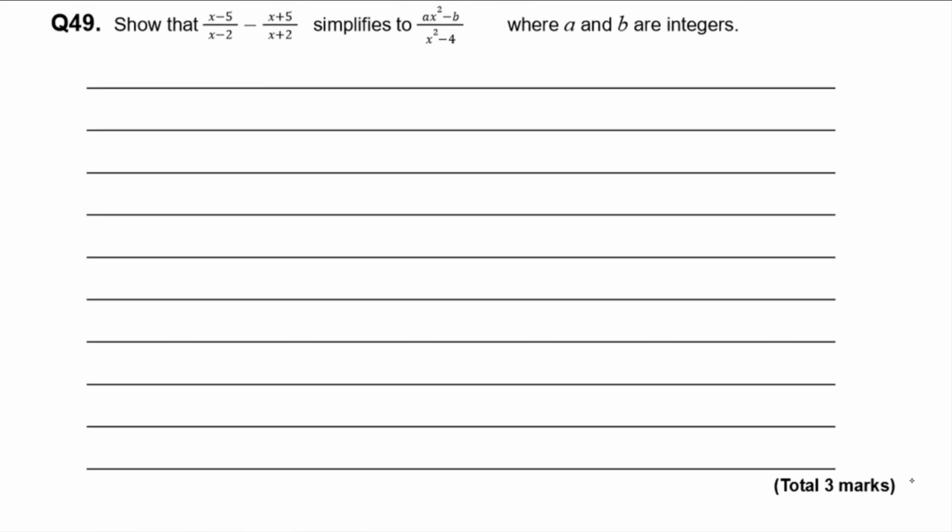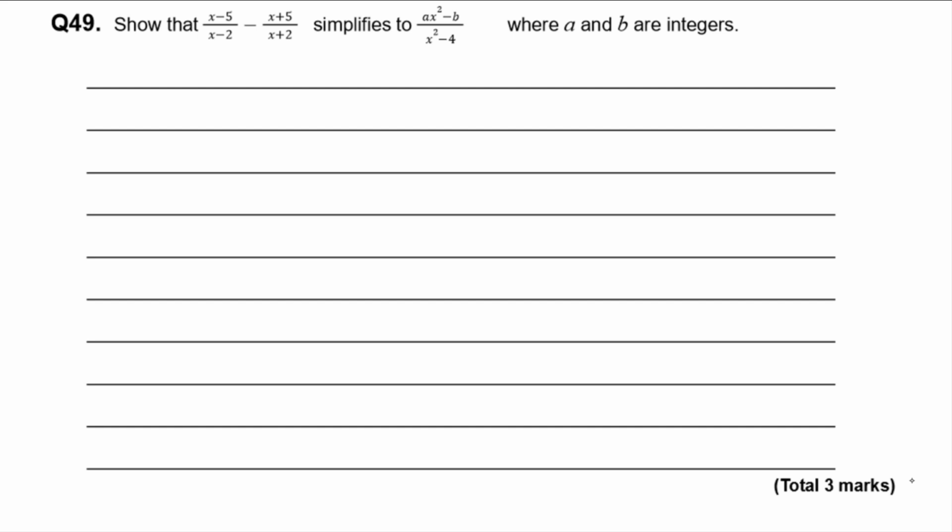Question 49: show that (x minus 5) over (x minus 2) minus (x plus 5) over (x plus 2) simplifies to that thing there. Okay, so again we've got fraction subtraction. Looks pretty horrible to start with, but we know how to subtract fractions. The first thing we're going to do is come up with a common denominator.